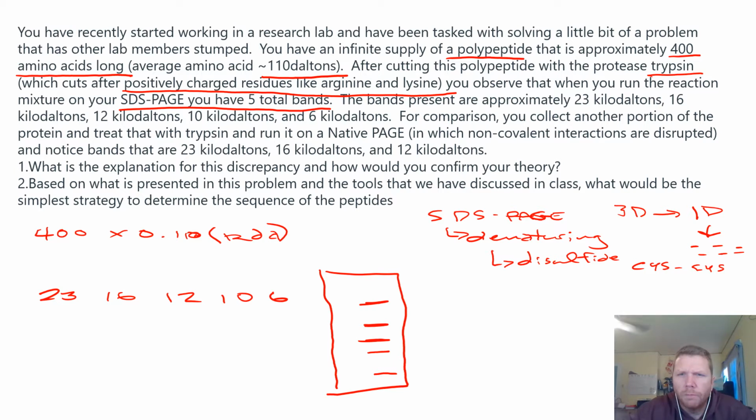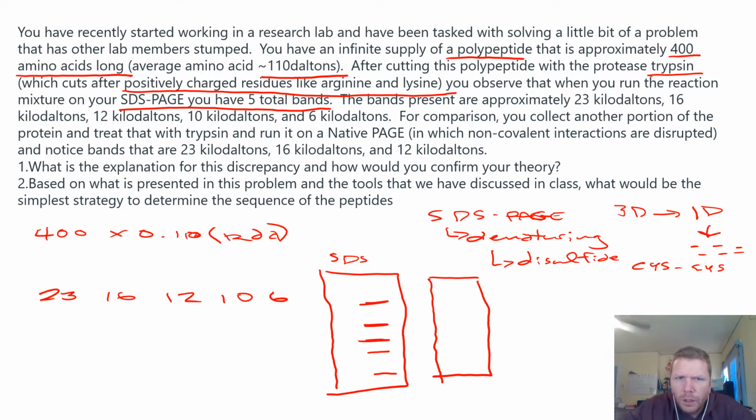Okay. For comparison, you collect another portion of the protein and treat that with trypsin and run it on a native page. Okay. Now trypsin is still going to cut those specific bonds. I'm going to go ahead and say SDS. But what I've got here is in non-denaturing conditions, as is the case with a native page, I'm not going to break those disulfide bonds. Likewise, my three-dimensional protein is going to exist as a three-dimensional protein. But we got to keep in mind, we've cut this, okay?